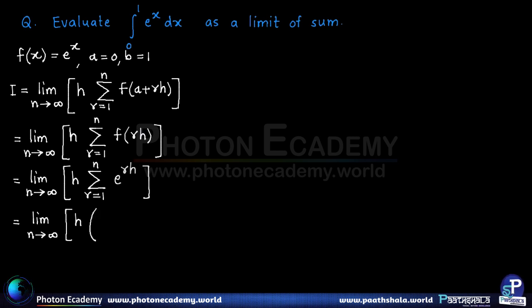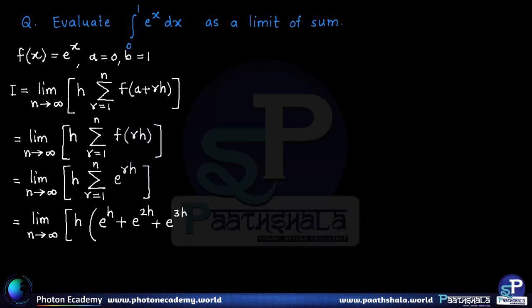Now if you observe what this e raised to rh which is being summed up means is that, suppose we give few successive values to r, that is when r is 1 we have e raised to h, right? When we have r as 2 we have e raised to 2h, then we have e raised to 3h, and so on till we have e raised to nh, isn't it? So the summation basically means this sum.